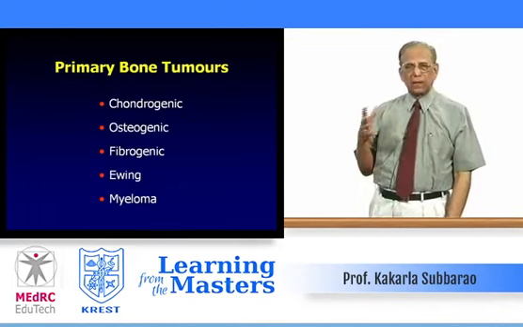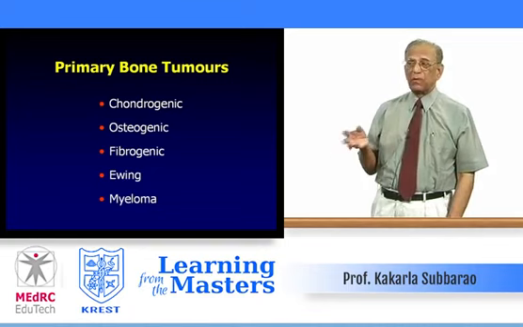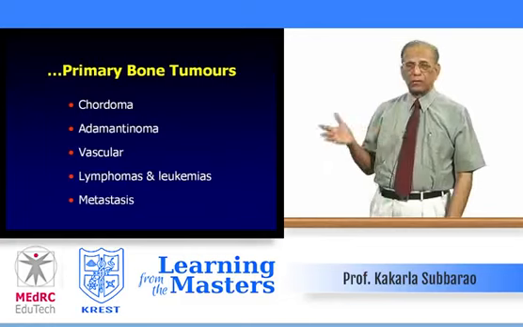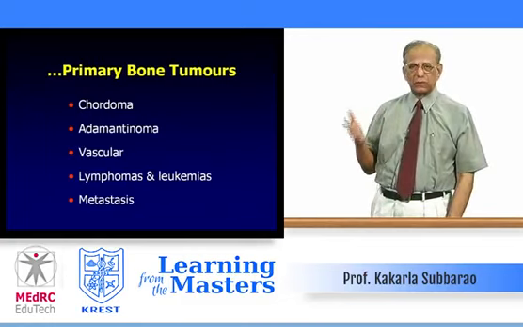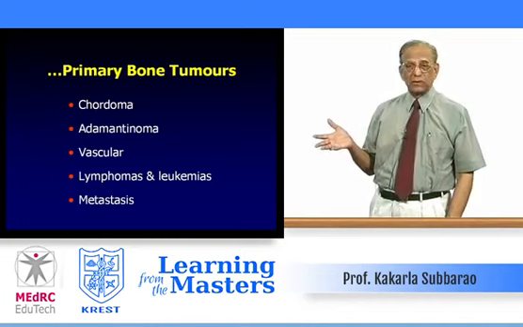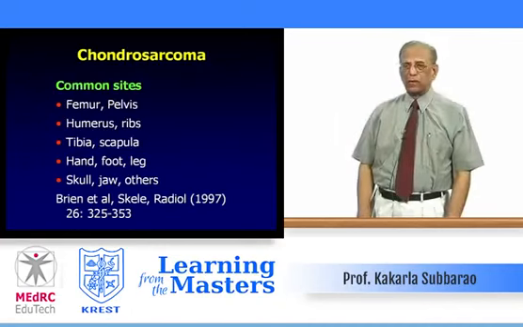And what are the common primary bone tumors? Chondrogenic, chondrosarcoma, osteogenic, osteosarcoma, fibrogenic, fibrosarcoma or malignant fibrous histiocytoma, Ewing's, myeloma. These are some of the common primary tumors. And chordoma, they're rare, but we do come across and we have to diagnose radiologically. Chordoma, adamantinoma, particularly the tibia, mandible, lymphomas and leukemias. These are hematological malignancies and metastases.